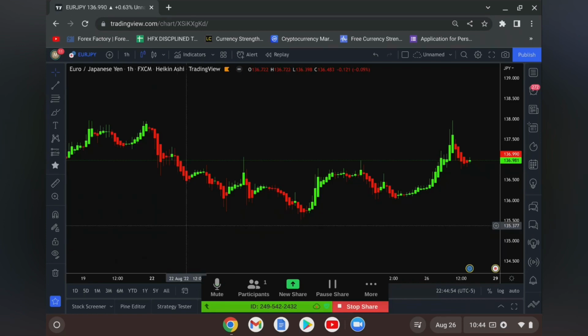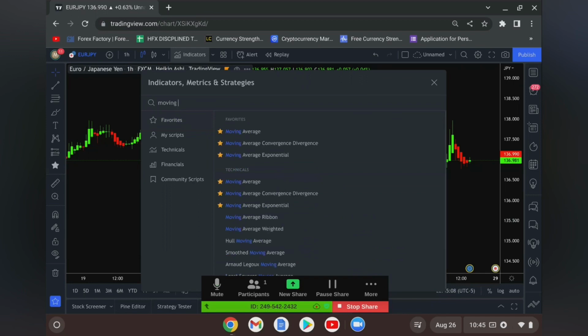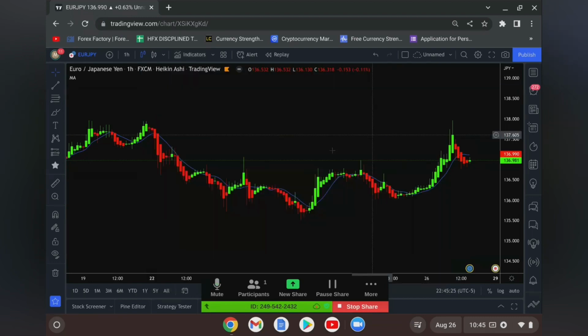So in order to add our moving average, all we're going to do is come up to the top where it says indicators. We're going to click this tab and type in moving average. Right here at the top, you see I have this indicator saved as a favorite because I use it all the time. I'm going to select it, which has now added the moving average to my chart. If you're wondering what the moving average looks like, it is this little blue line that you now see going through my chart.